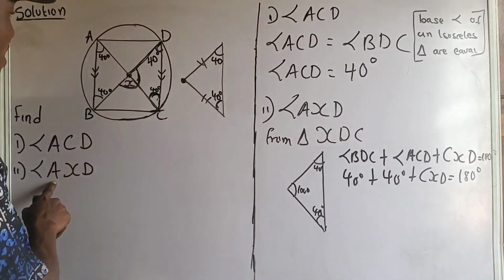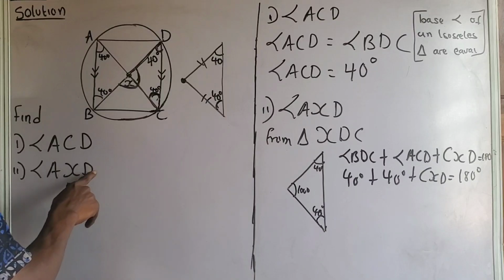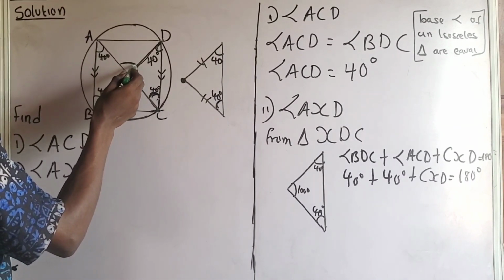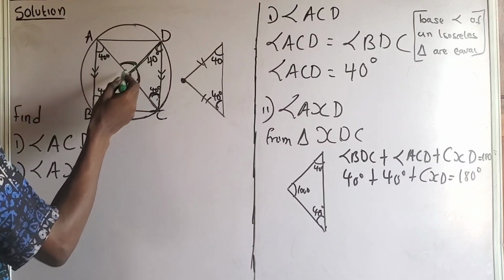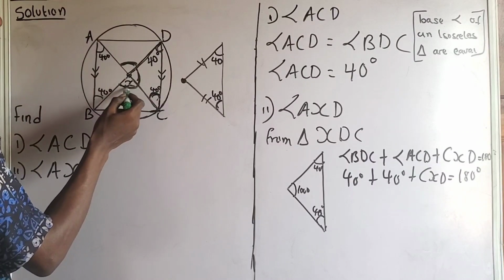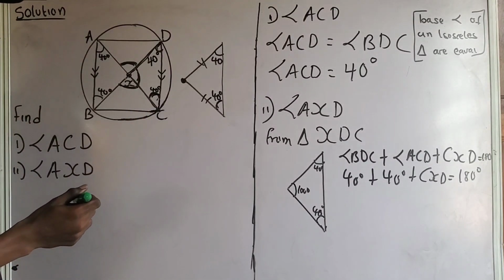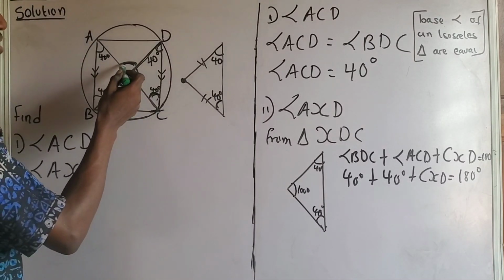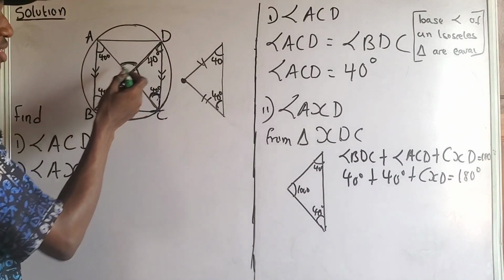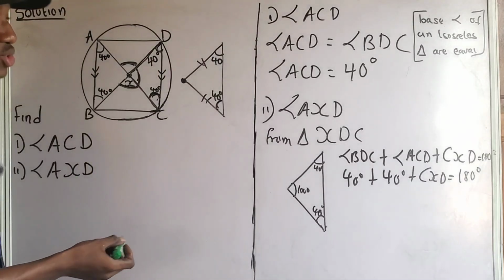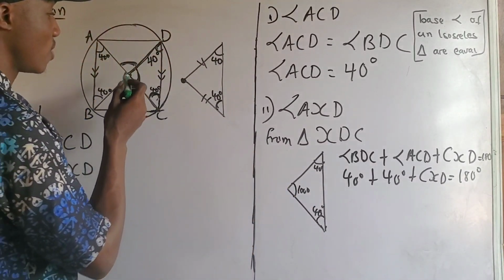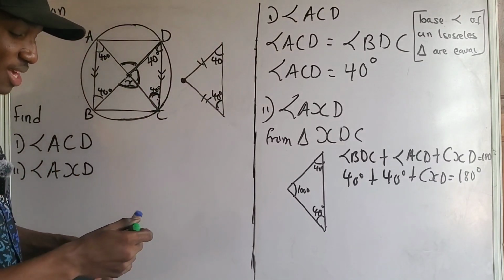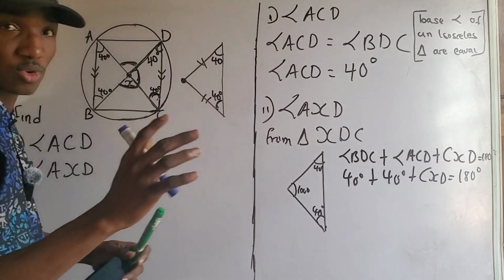Do you know angle AXD? AXD is this angle. Do you understand? And this angle that you see here is opposite to this angle. You understand? Like vertically opposite angles are equal. Are you getting it? So if I know the value of this angle, it is equal to this angle. Vertically opposite angles are equal. So if I want to get this angle, I can get this angle first, then use angles on a straight line. You understand? Just follow me carefully.